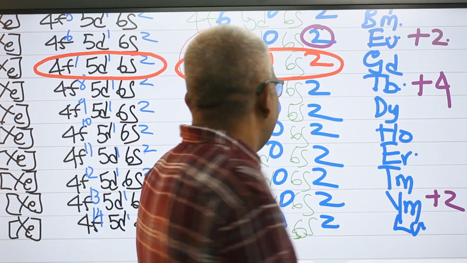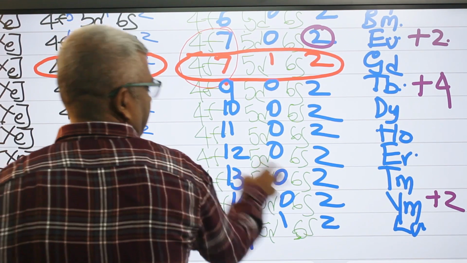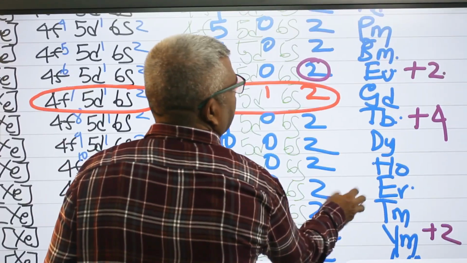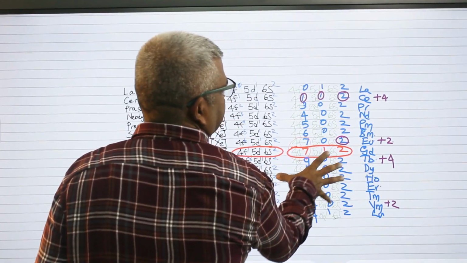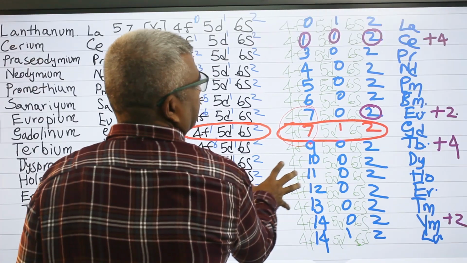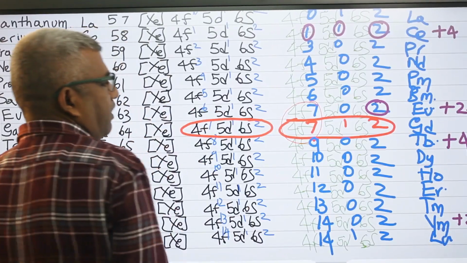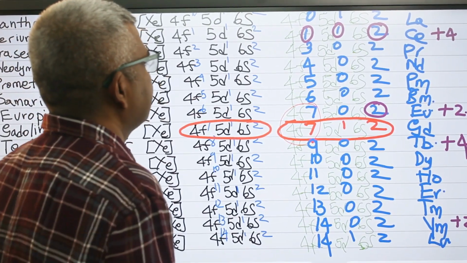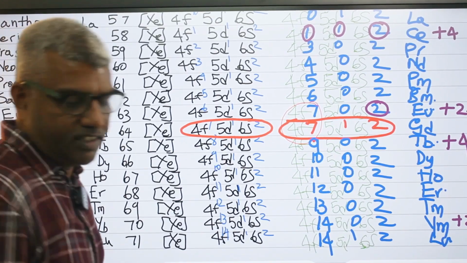You understand? And one more property is, I will just minimize this a little, you can copy it. You can copy the electronic configurations and oxidation states.